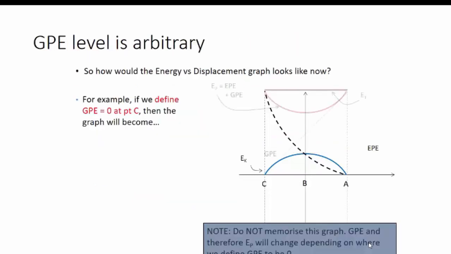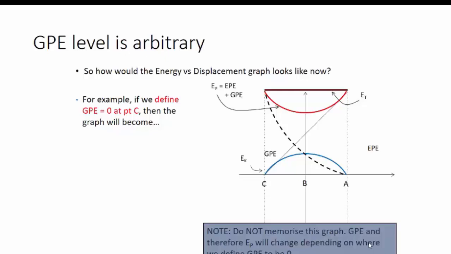Okay, right. So you must also keep in mind that we have arbitrarily set the gravitational potential energy to be zero at point B, but you could have set it to be zero at point C. If it's zero at point C, it means the whole thing is shifted up. The whole gravitational potential energy graph is shifted up. Then every term will be shifted up.